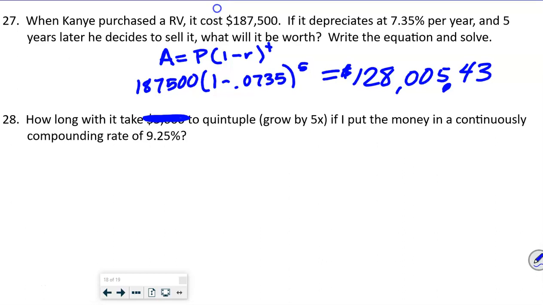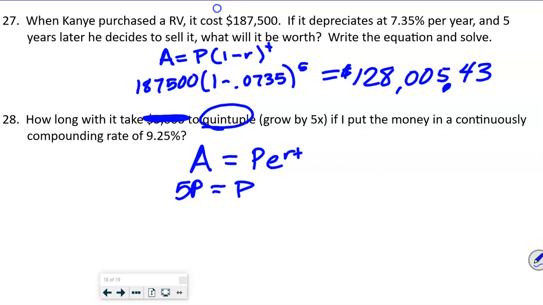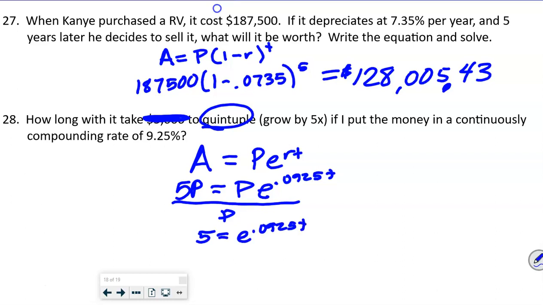Okay. So it says, how long will it take to quintuple, grow by 5 times, if I put money into a continuously compounding account? So that's equal to Pert. Now, if it says I want the money to quintuple, that means this is going to be 5P. This is still going to stay P over there. Okay. And then we're going to do e to the 0.0925 t power, okay? Divide everything by P, so we're left with 5 equals e to the 0.0925 t.